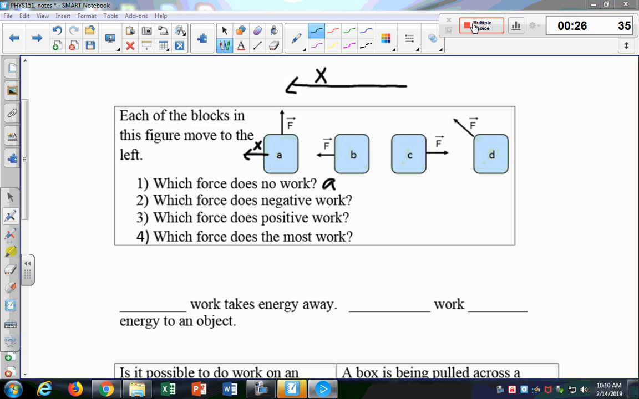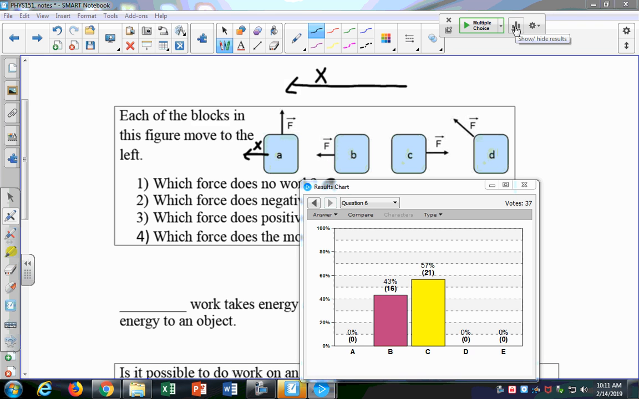All right, let's stop at 30. Okay, seems a little trickier, right? Because I know what you're thinking. The force that does negative work, well, this force is in the negative direction. So shouldn't it be this one? I don't know. I'm sort of confused about which one it is.